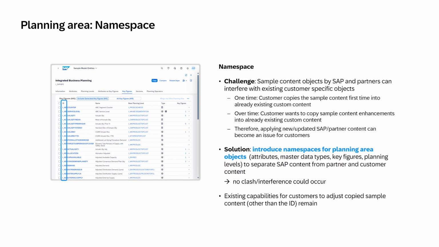Only the key figure calculations can be changed. The attributes and planning levels cannot be changed; they can only be changed by SAP. So that would avoid the clashing completely. So no more clashing. Very good.